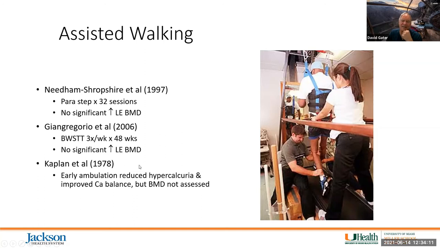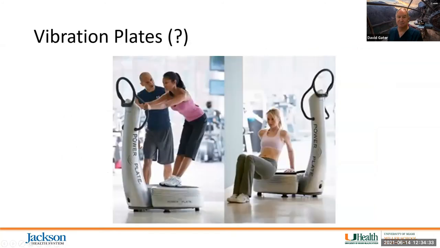And Kaplan in 1978 reported early ambulation appeared to reduce hypercalciuria and improve calcium balance, but they didn't assess bone mineral density. Why not? Well, in 1978, we didn't have DEXA or CT scans, and so we didn't have the imaging that would be necessary at that point.